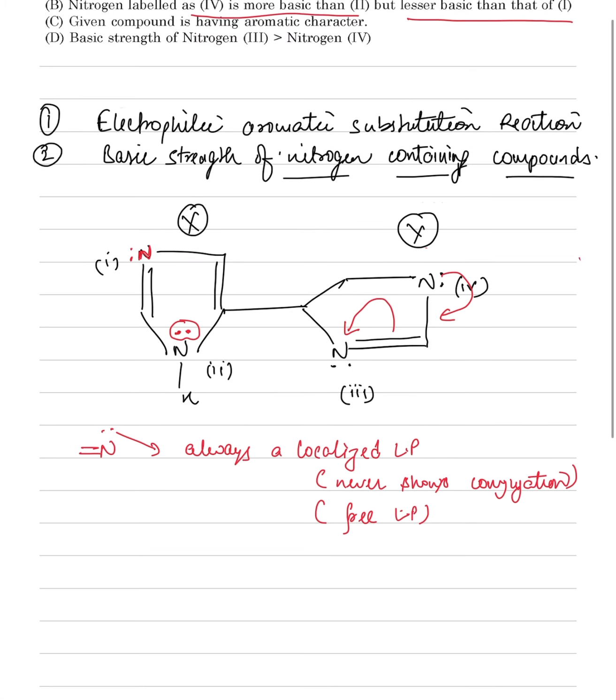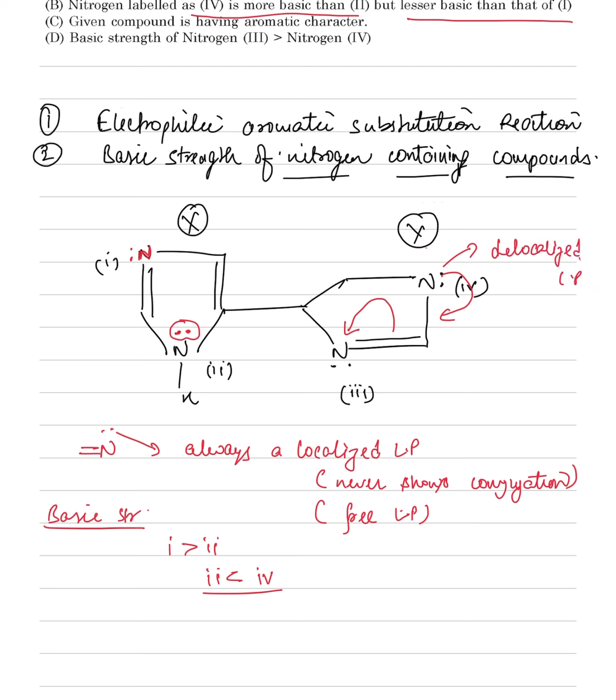So yes, if we talk about the basic strength, the first one is more basic as compared to the second one, and the second one is less basic as compared to the fourth one. This is correct. Fourth one is more basic than second one, but because fourth one is in conjugation, this is our delocalized lone pair. Fourth one is delocalized and first one is localized, right? So delocalized lone pairs are less basic as compared to the localized one. So option B is correct, right?